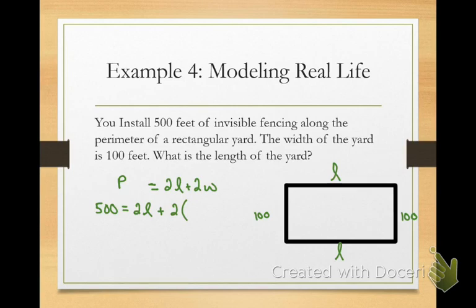What is the dimension of my width? 100. Okay, finish solving. Tell me what the length is. All right, 500 equals 2L plus 200. Did you guys get 200? Yes. Okay, where does my heart go? Around the 2L. Do we have to write the heart? You don't have to write the heart, but is it helping you remember?